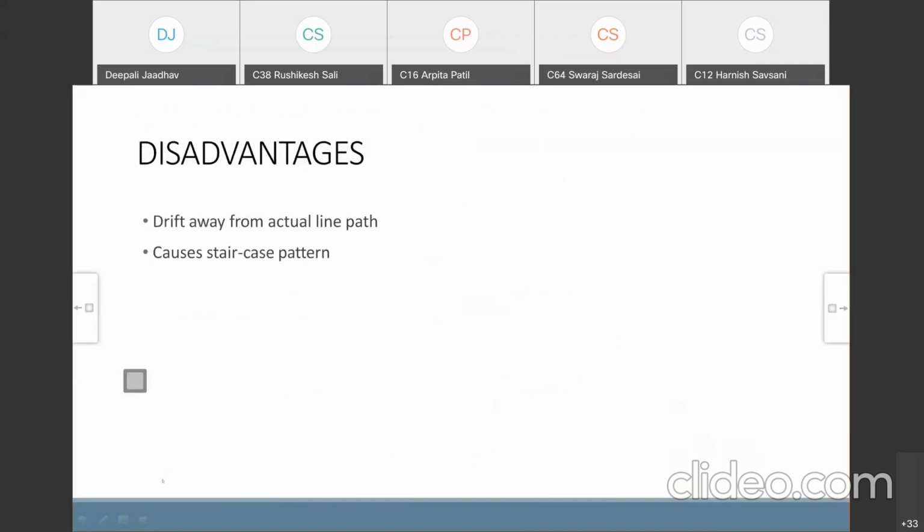But the disadvantage is that it drifts away from the actual line path, because if the line is not at exactly 45 degrees, then it is not possible to draw each and every pixel properly. So drifting away from the actual line path causes a staircase pattern. That we have seen in the previous example: 6, 9, 7, 9, 8, 10, etc. In this way, it generates a staircase pattern.